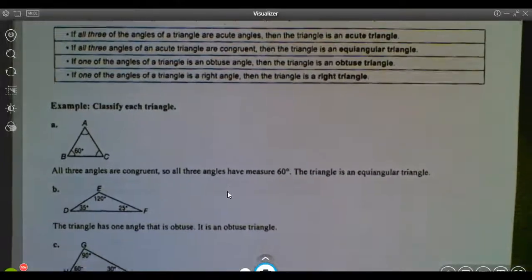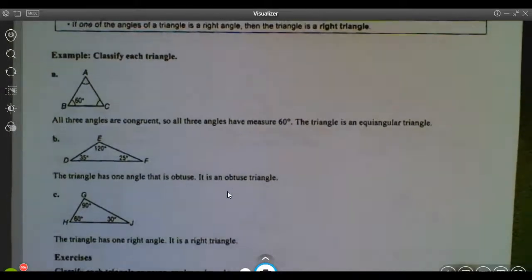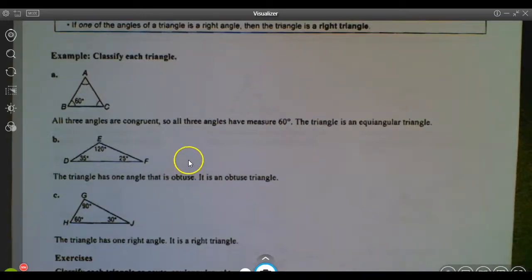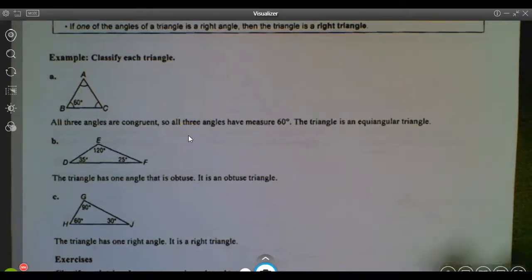So here's a couple that they did for you. As I look at letter A, I can see, first of all, that they're all acute. So I do know this is an acute triangle, but can we go even further to say that it's equiangular? We can see by the marks that they are all congruent. So these are all 60-degree angles, which means this is an equiangular triangle.